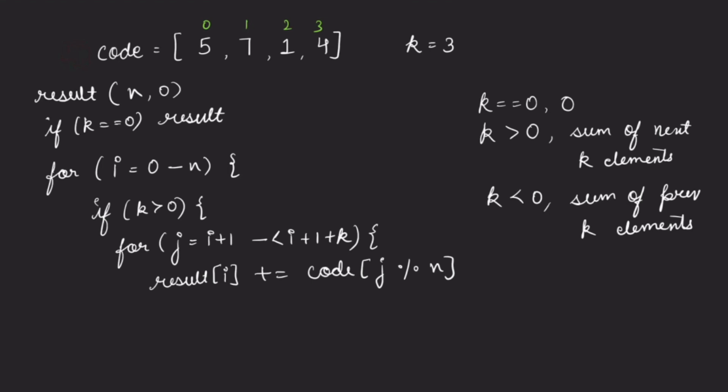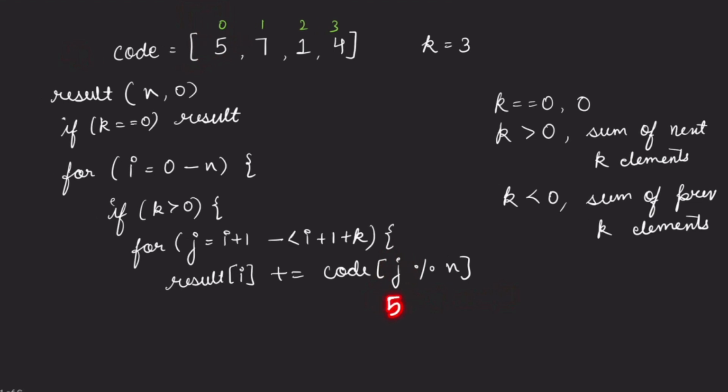Now what will happen? When this j will be 4, then it will do 4 modulo 4, which is equal to 0. So you will get the first element. When your j will be 5, it will do 5 modulo 4, which is 1. So it will come to this element. This is what we wanted, right? So this is how we can find out the sum of the next k elements.